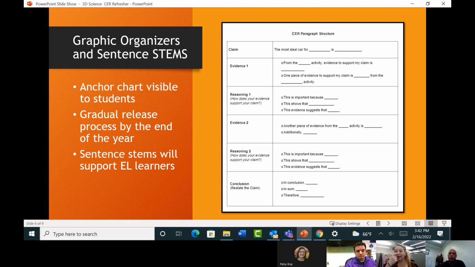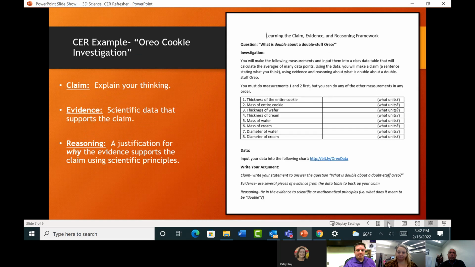So it gives them a fill in the blank sentence stem for the claim. And then you have two pieces of evidence that they can choose a sentence stem from, and 2 pieces of reasoning to support their claims. And it even gives them a conclusion sentence stem as well. If you're going to utilize the CER sentence stems with your students, you really need to make sure you're trying to gradually release them by the end of the year from utilizing these sentence stems.